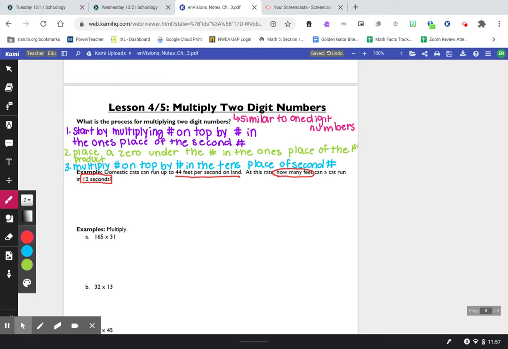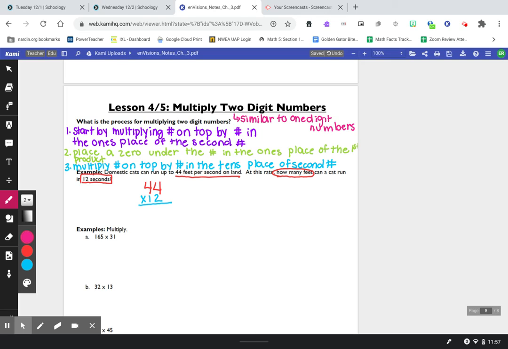So I know that the cat can run 44 feet per second. So that's every second. That's how far it goes. But now they want to know how many feet can it go in 12 seconds. So I say 44 times 12. And now I'm going to multiply. Now we're going to follow the steps just like I did above.